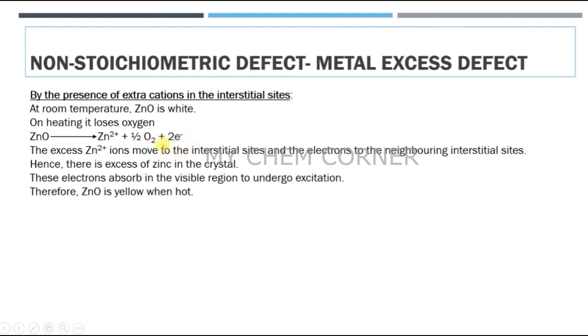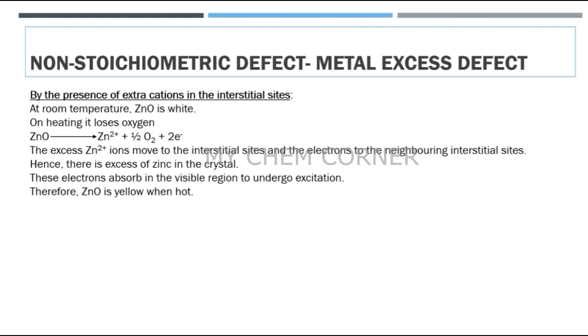In this equation, this zinc is going to occupy the interstitial site. The electron that is here is again going to give the color to the flame when you heat it. That is why zinc oxide at room temperature is white, but when it is heated, it gives a yellow flame color. It's because of this entire process.